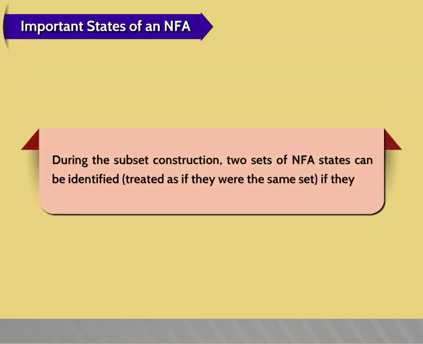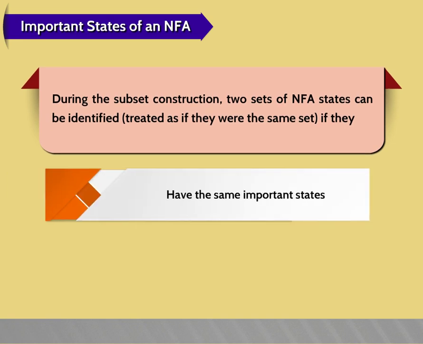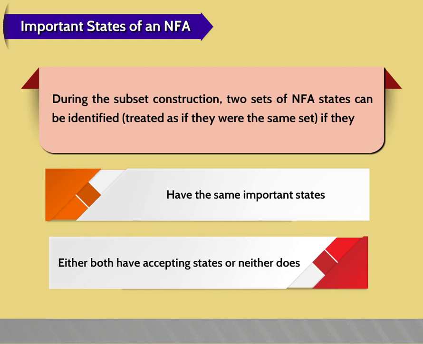During the subset construction, two sets of NFA states can be identified, that is, treated as if they were the same set, if they have the same important states and either both have accepting states or neither does.